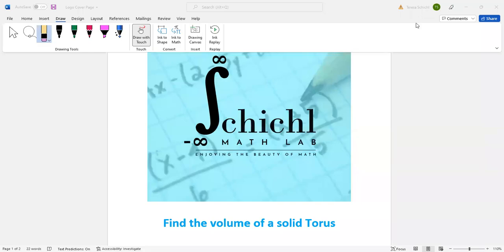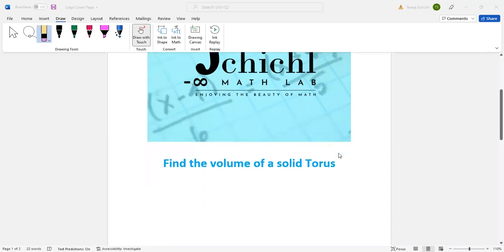And for this video, we're going to take a look at how to find the volume of a solid torus. So what is a torus? A torus is basically a donut-shaped solid here. All right, so now let's take a look at how we do that.